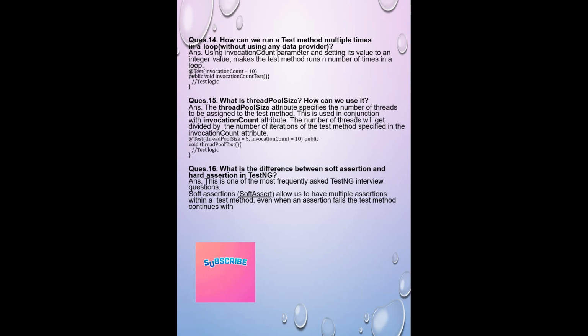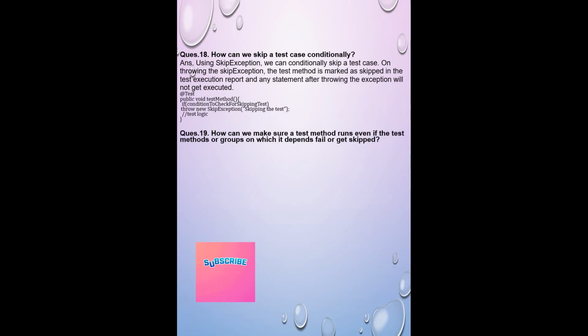What is the difference between soft assertion and hard assertion? Soft assertion allows us to have multiple assertions within a test method. Even if an assertion fails, the test method continues. That doesn't happen in hard assertion. In hard assertion, if one fails, it will stop the execution.